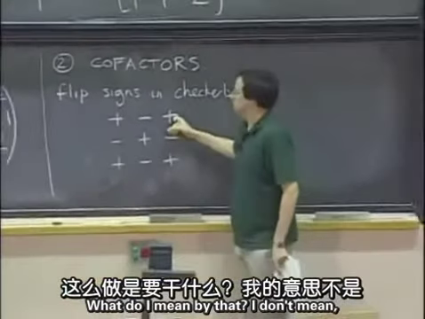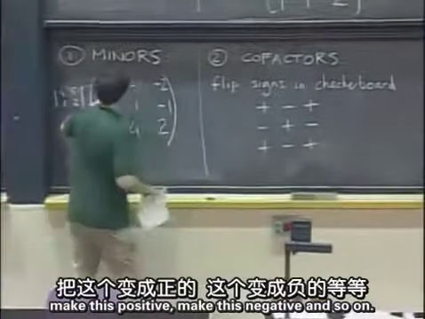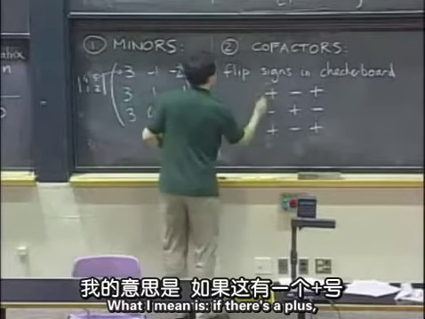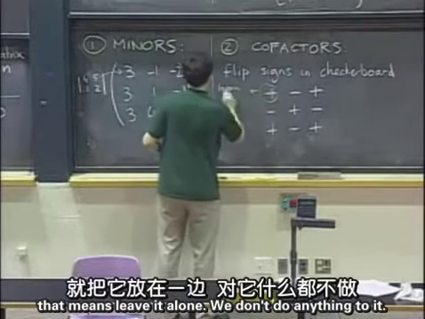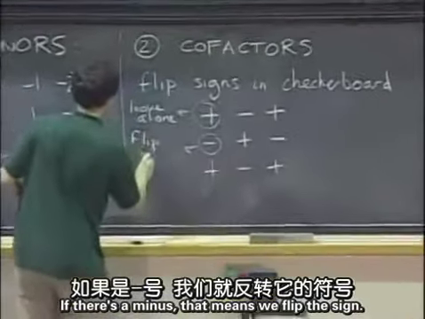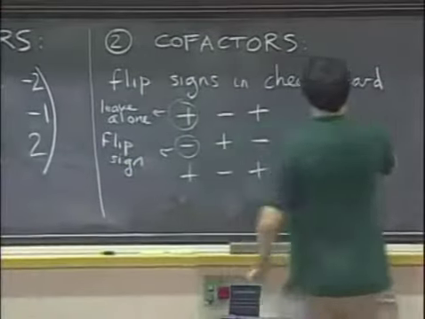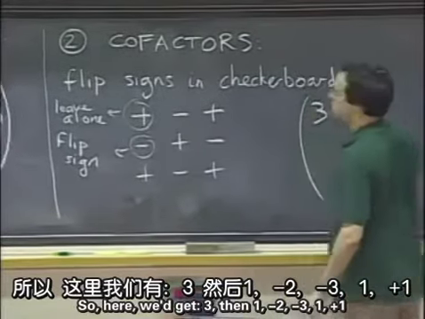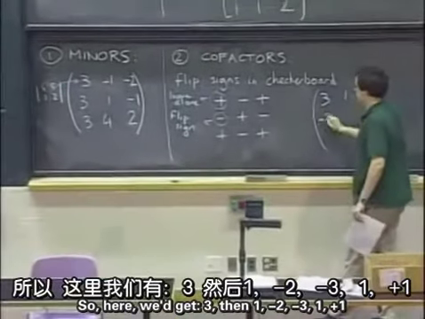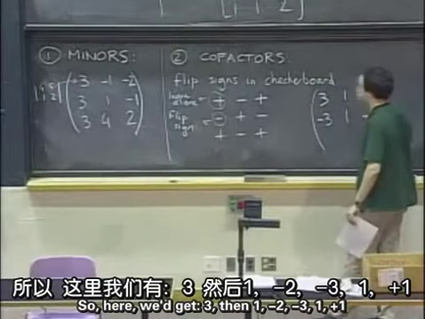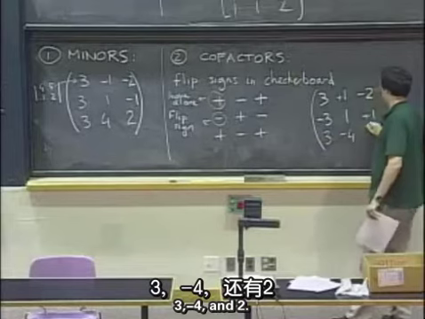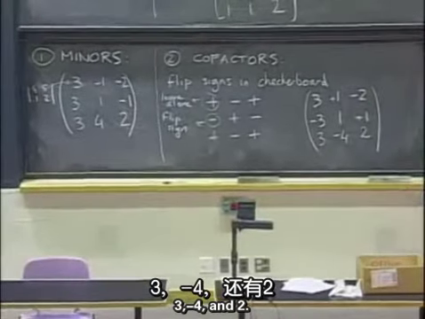So what do I mean by that? I don't mean make this positive, make this negative, and so on. That's not what I mean. What I mean is if there's a plus, that means leave it alone. We don't do anything to it. If there's a minus, that means we flip the sign. So here we get 3, then 1, minus 2, minus 3, 1, plus 1. Maybe I'll put pluses just to emphasize. 3, minus 4, and 2.